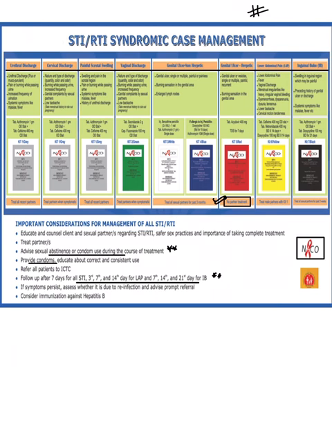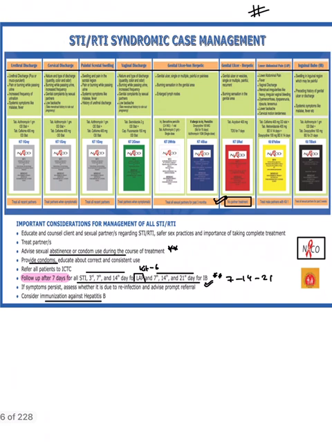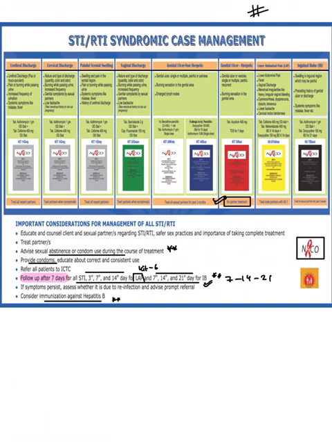We follow up the patient after 7 days for all STIs, but in case of lower abdominal pain, that was kit number 6, the yellow color kit, ask them to come on the 3rd, 7th and 14th day. And if the patient has inguinal bubo, ask them to come on the 7th, 14th and 21st day. Then consider immunization against hepatitis B.